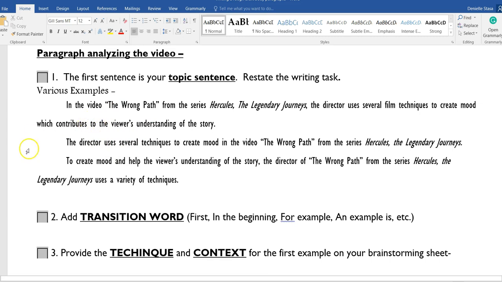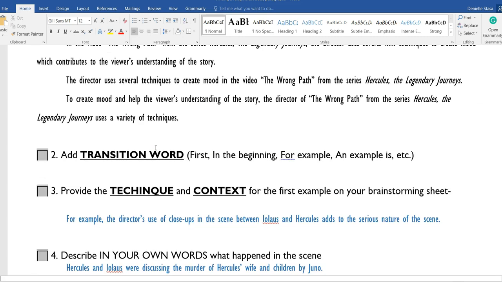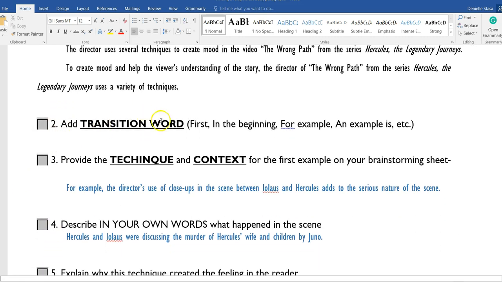Don't follow the same format, the same organizational strategy in both paragraphs. Make it different. But then the rest of it becomes pretty similar. So we're going to add our transition word. And again, I would use a different one in each paragraph for your first example. So if you use "first" in one paragraph, you use a different transition word in the other paragraph. Down here, I used "for example" for this one. And then you're going to do the technique and the context just like we did for the math.